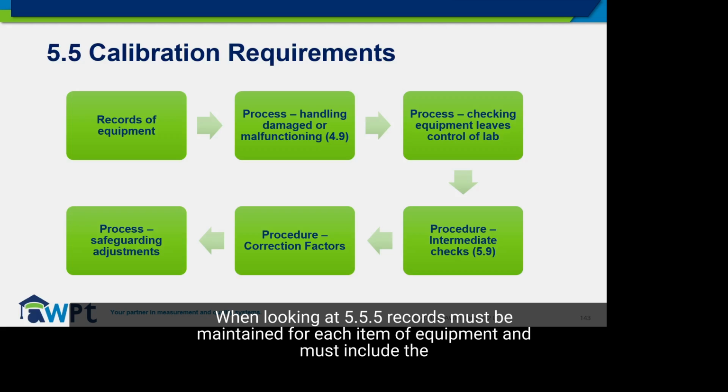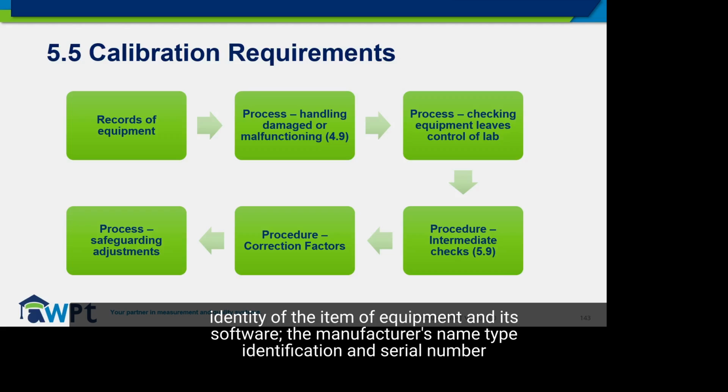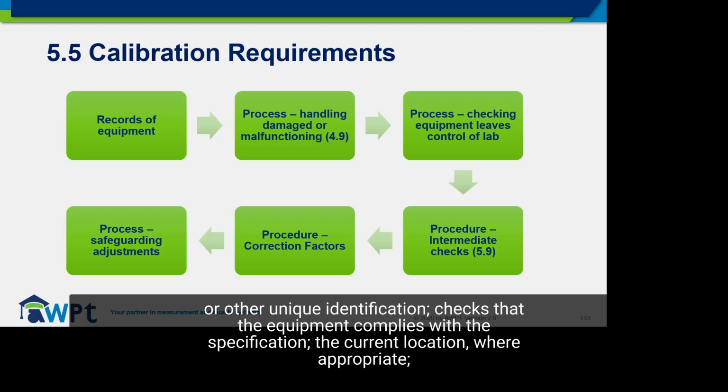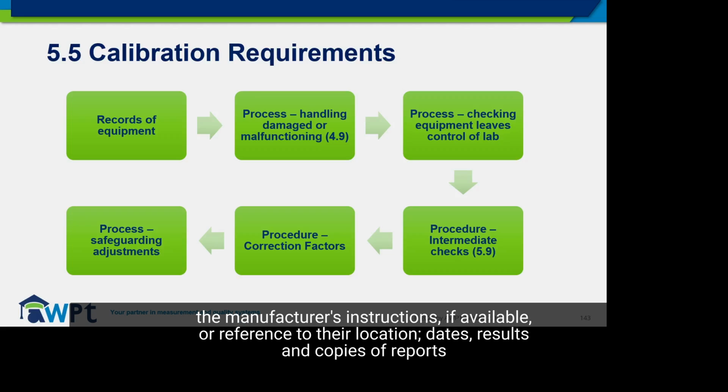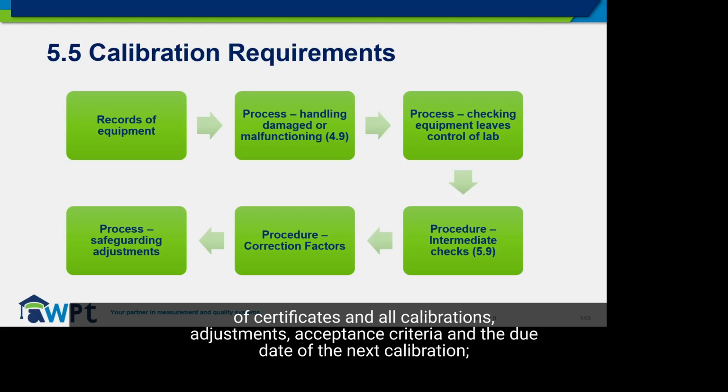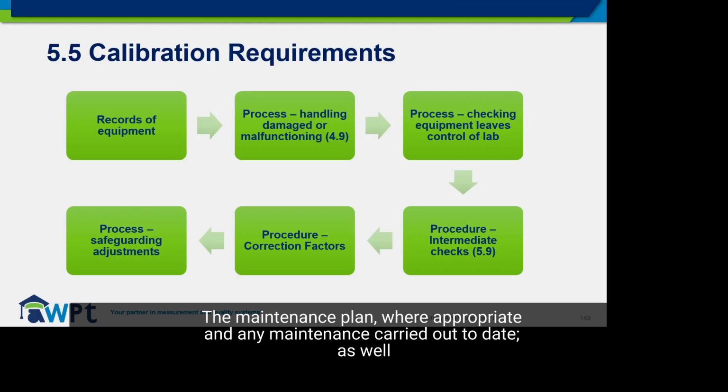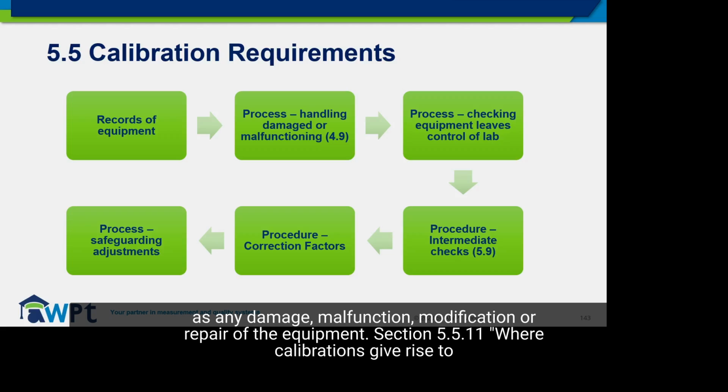When looking at 5.5.5, records must be maintained for each item of equipment and must include the identity of the item of equipment and its software, the manufacturer's name, type identification, and serial number or other unique identification, checks that the equipment complies with the specification, their current location where appropriate, the manufacturer's instructions, if available, or reference to their location, dates, results, and copies of reports of certificates and all calibrations, adjustments, acceptance criteria, and the due date of the next calibration, the maintenance plan where appropriate, and any maintenance carried out to date, as well as any damage, malfunction, modification, or repair of the equipment.